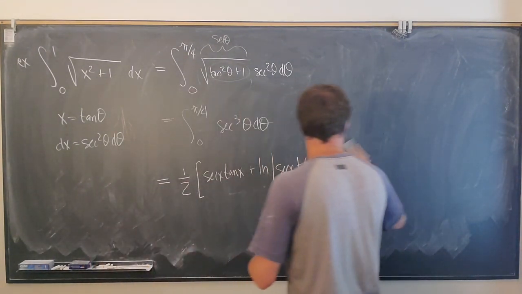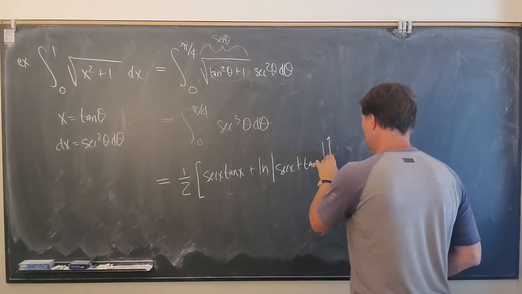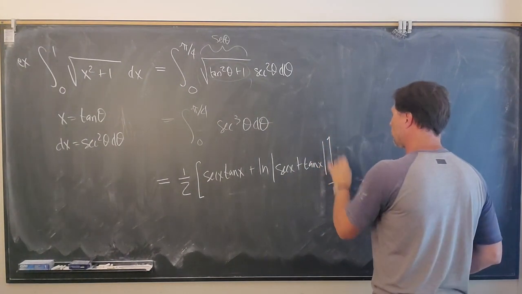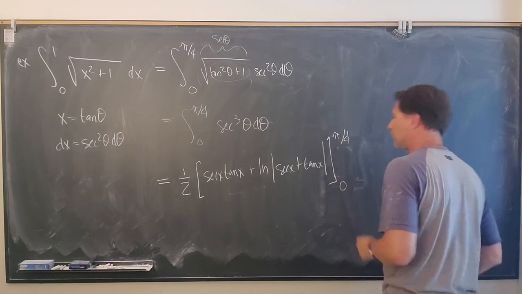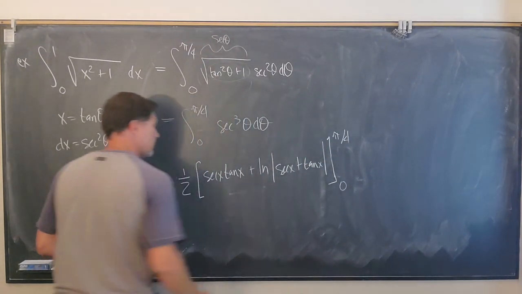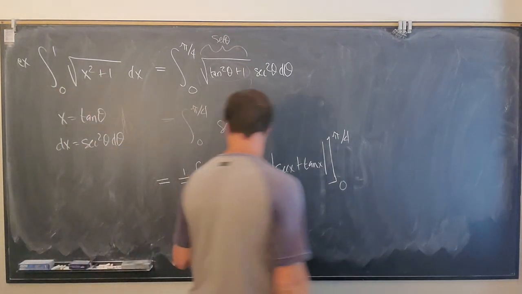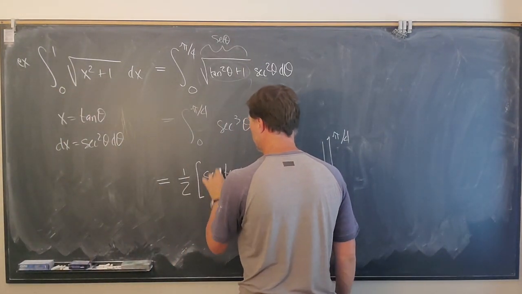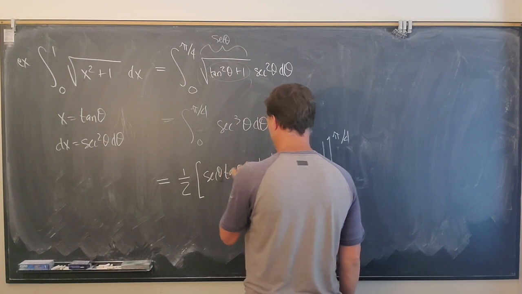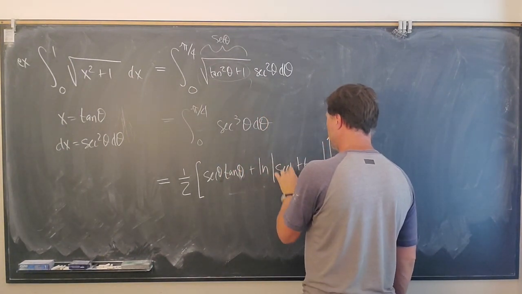Oh, sorry, we're doing a definite integral, so it's not plus c. It's 0 to pi over 4. So, oh, sorry, and I put x's here. These should be thetas. Sorry, that's a theta there. Everywhere I wrote x, please replace that with a theta.